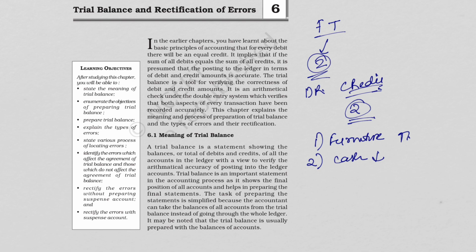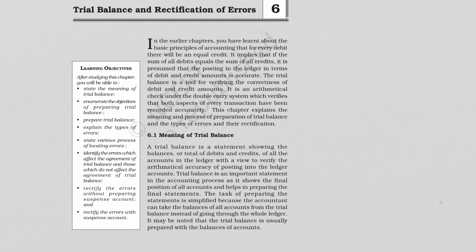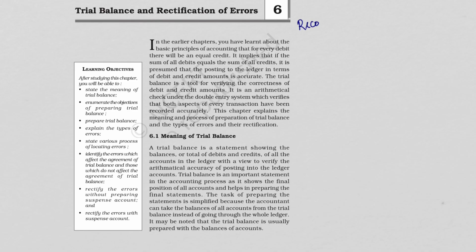So we record furniture account debit to cash account credit. This shows that every debit has a corresponding credit. Now imagine a business that performs hundreds of transactions every day. Each of these transactions must be recorded properly in the books of accounts.